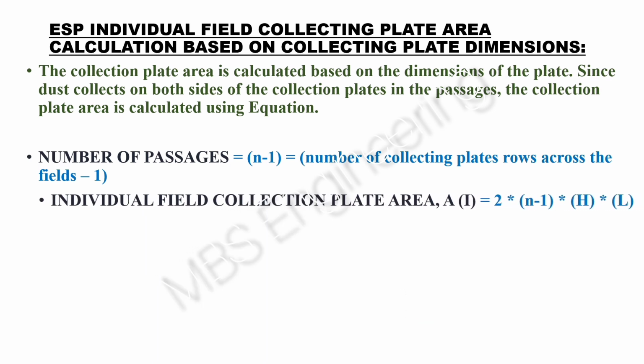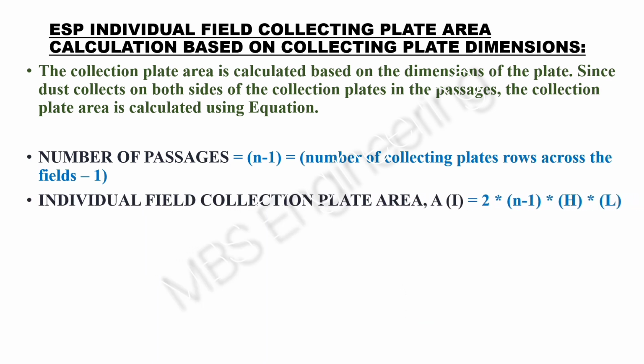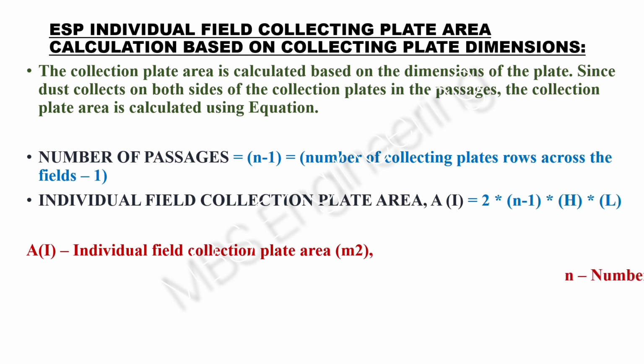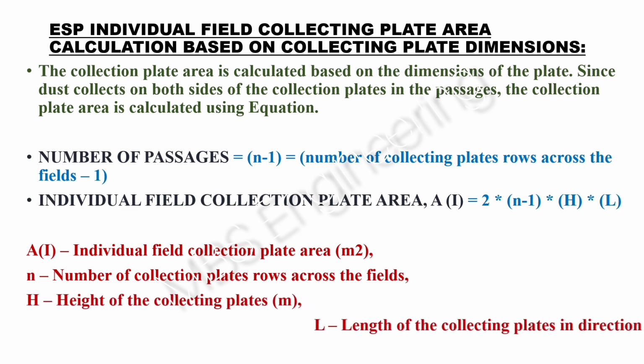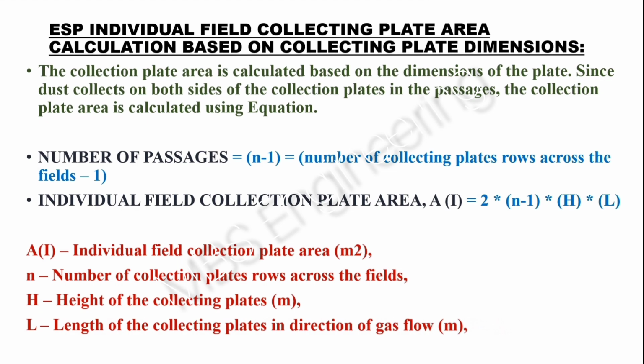Individual field collection plate area, AI, is equal to 2 multiplied by number of passages multiplied by height multiplied by length. Since dust collects on both sides of the collection plates in the passages, the above equation is multiplied by 2. Based on the above equation, AI is the individual field collection plate area in square meters. N is the number of collection plate rows across the fields. H is the height of the collecting plates in meters. L is the length of the collecting plates in the direction of gas flow in meters.